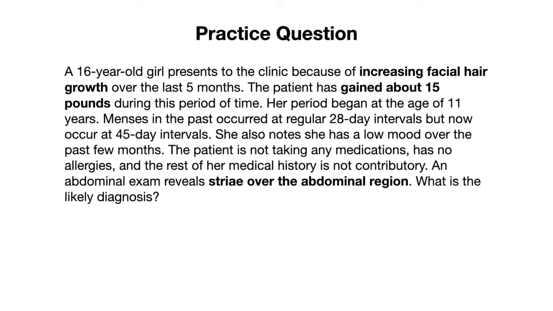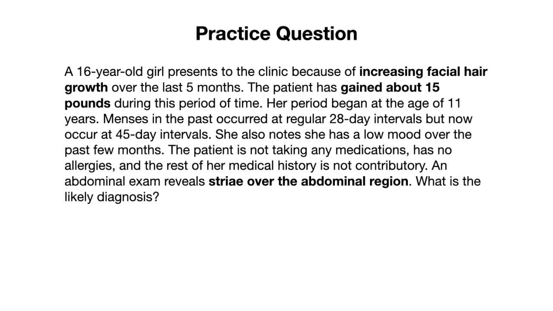All right, so let's now go over a practice question to see how Cushing syndrome will most likely present on a board question. So we have a 16-year-old girl presenting to clinic because of increasing facial hair growth over the last 5 months. The patient has gained about 15 pounds during this period of time. Her period began at the age of 11 years. Menses in the past occurred at regular 28-day intervals, but now occur at 45-day intervals. She also notes she has a low mood over the past few months. The patient is not taking any medications, has no allergies, and the rest of her medical history is non-contributory. An abdominal exam reveals striae over the abdominal region. What is the most likely diagnosis?